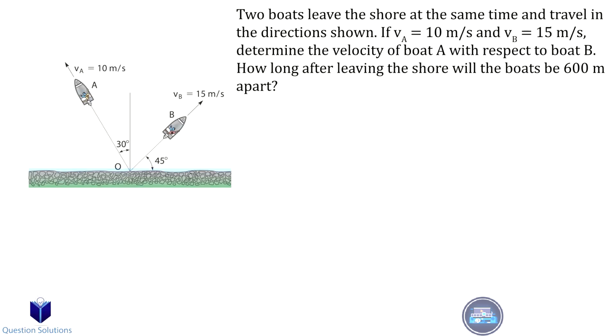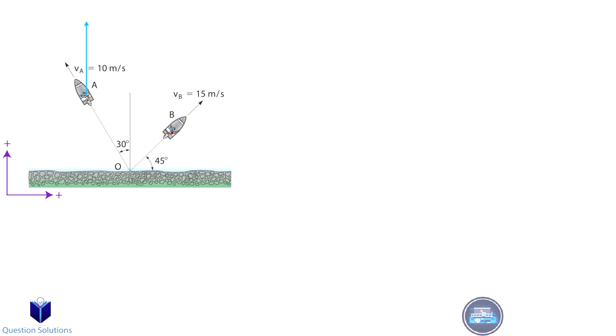In this problem, we need to figure out the relative velocity and how long it will take for the boats to be 600 meters apart from each other. We will assume up is positive and to the right is positive. So let's start off by breaking the velocity of boat A into two components. We have negative 10 sine 30 degrees and 10 cos 30 degrees.